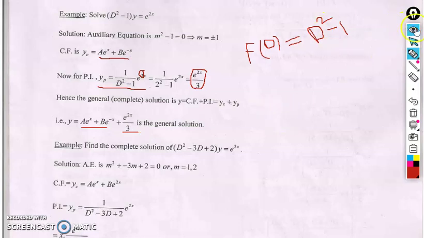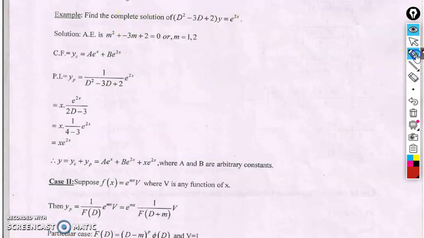Next we move to the next example for your better understanding, that is your second example. According to the statement, it is given what should happen if f(m) is 0. For this reason, we take another example: (D square minus 3D plus 2)y = e to the power 2x. Here we find the auxiliary equation just by replacing D by m. The auxiliary equation becomes m square minus 3m plus 2 equals 0.